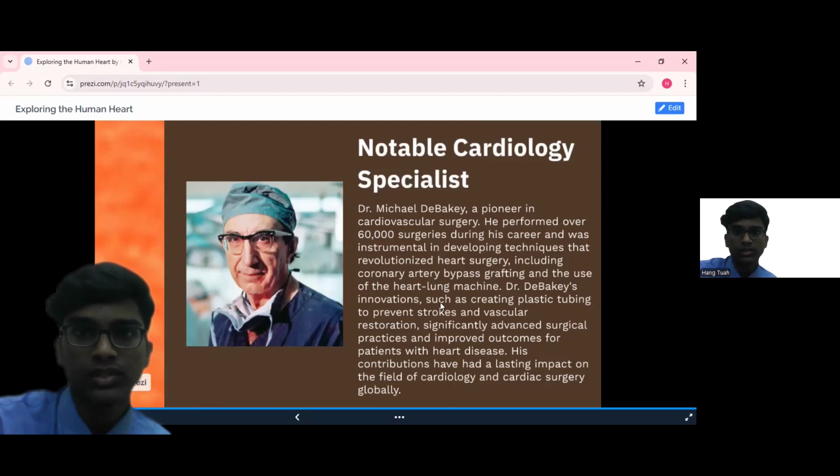Dr. DeBakey's innovations, such as creating plastic tubing to prevent strokes and vascular restoration, significantly advanced surgical practices and improved outcomes for patients with heart disease. His contributions have had a long-lasting impact on the field of cardiology and cardiac surgery globally.